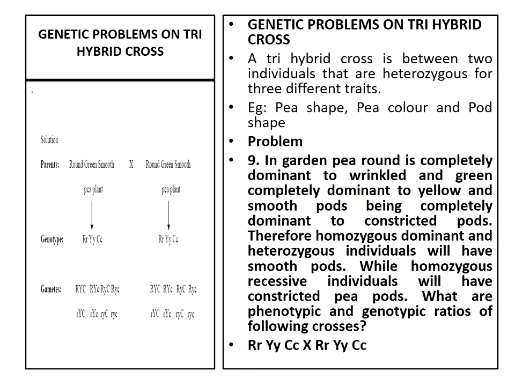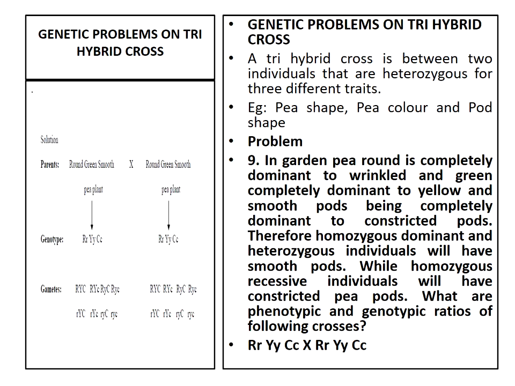The first problem is, in garden pea, round is completely dominant to wrinkled, green completely dominant to yellow, and smooth pods being completely dominant to constricted pods. Therefore, the homozygous dominant and heterozygous individuals will have smooth pods, while homozygous recessive individuals will have constricted pods.